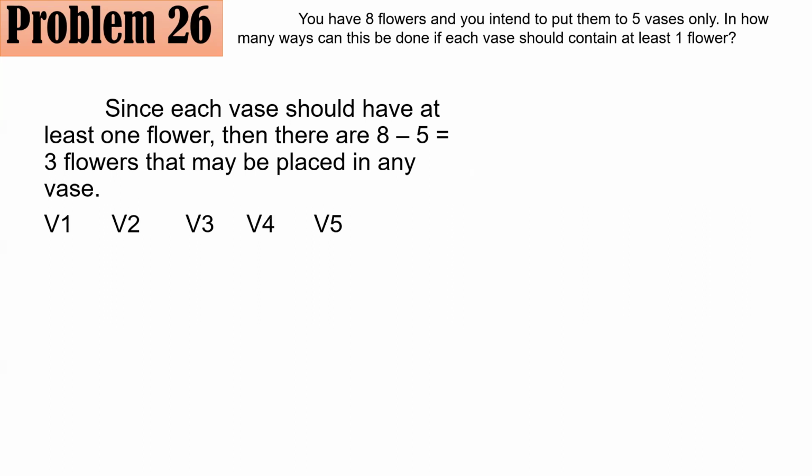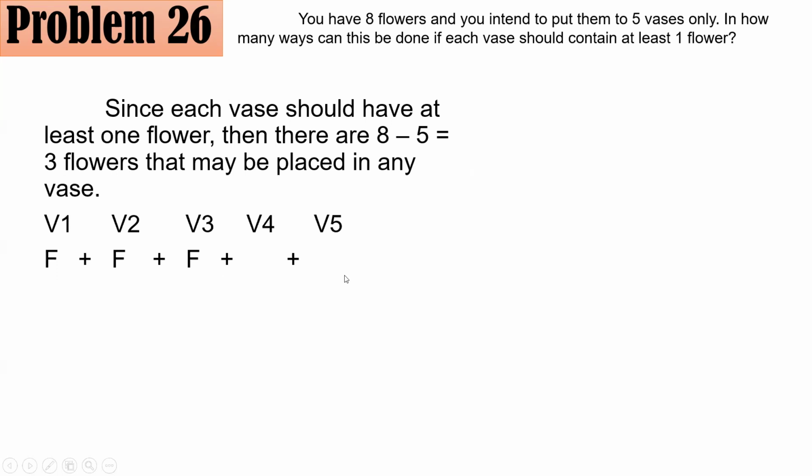So let's call the 5 vases V sub 1, V sub 2, all the way until V sub 5. So we will distribute the 3 remaining flowers. So let's say 1 flower plus 1 flower plus 1 flower plus no flower plus no flower.